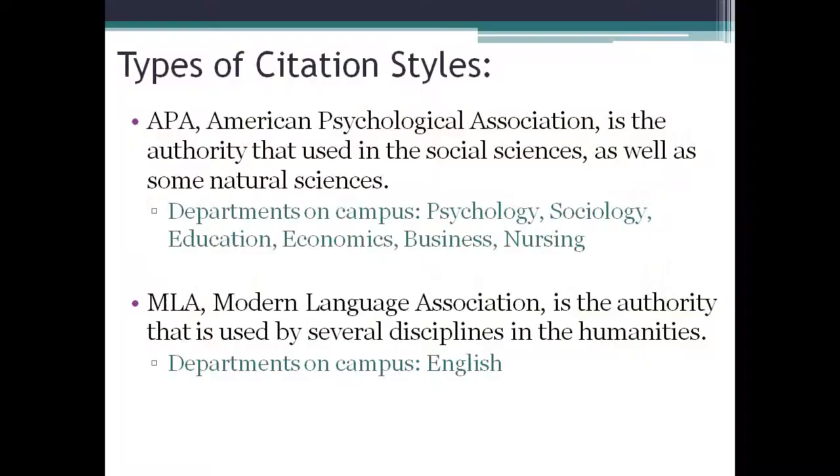Okay, here are a couple of citation styles. These are the two that we're gonna go over today, APA and MLA. There's also Chicago style, but since we don't see that too much here, we're not going into it. APA stands for American Psychological Association. It's the authority used in the social sciences as well as natural sciences. Generally you see APA used with psychology, sociology, education, economics, business, and nursing. MLA, which is Modern Language Association, is the authority used by the disciplines in the humanities, and you'll definitely see it in any English class that you take.